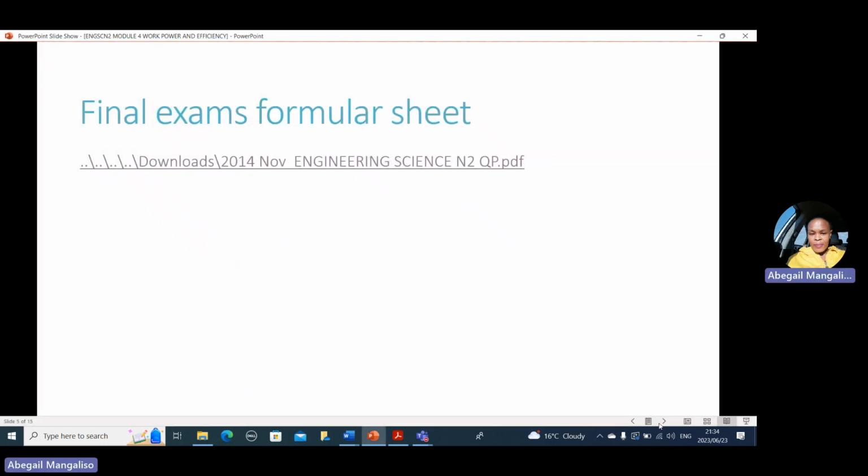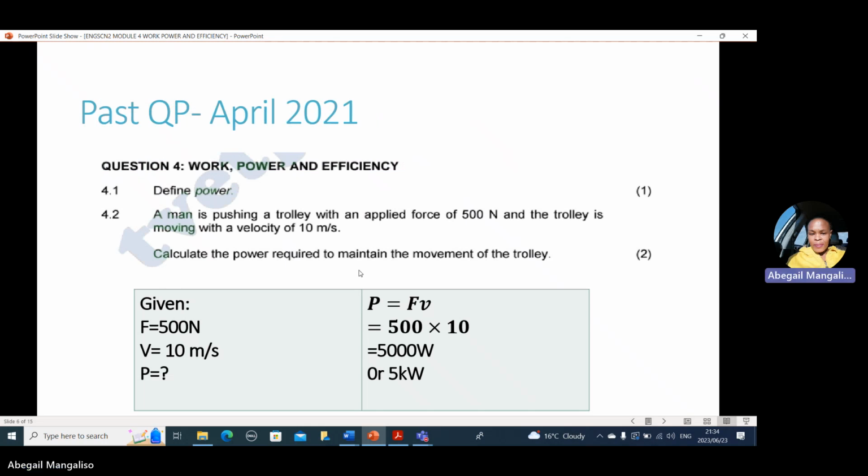Now let's go back to the example. This example is taken from the question paper of April 2021. The question reads as follows: A man is pushing a trolley with an applied force, and the trolley is moving with a velocity of 10 meters per second. Calculate the power required to maintain the movement of the trolley. This is a horizontal movement.